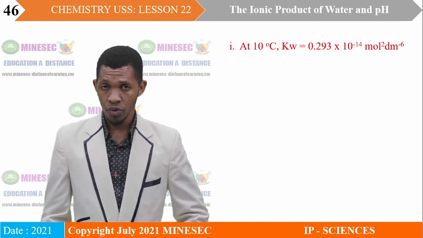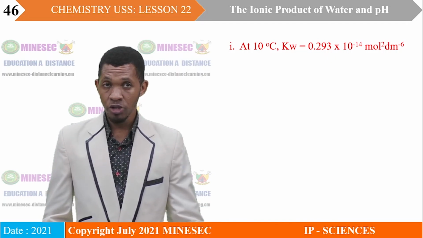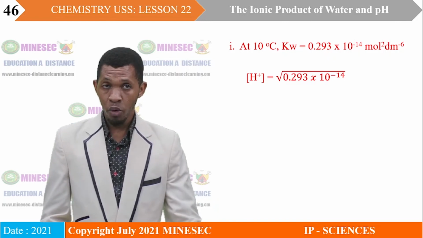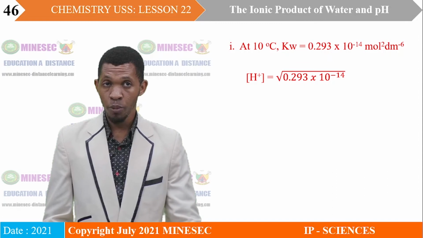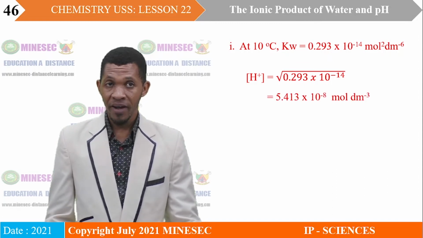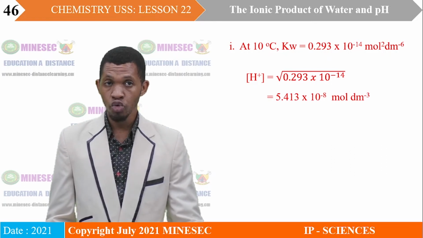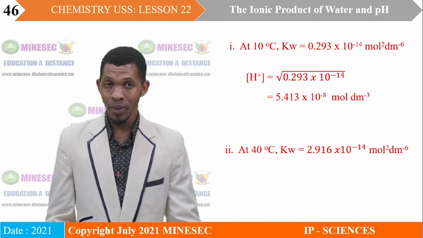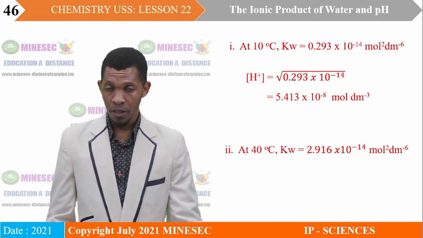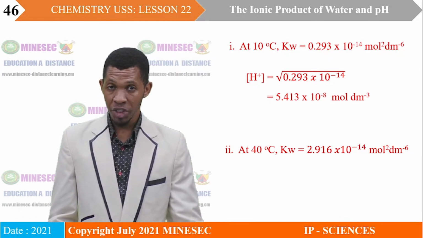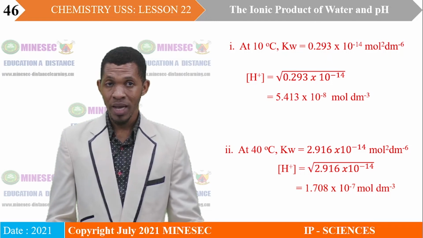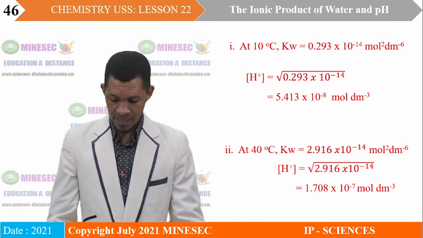Now, at 10 degrees Celsius, Kw is equal to 0.293 times 10 to the power negative 14 moles squared dm to the power negative 6. Now, substituting this value in the equation, we have molar concentration of hydrogen ion is equal to the square root of 0.293 times 10 to the power negative 14. Simplifying, we have a value of molar concentration of hydrogen ion is equal to 5.413 times 10 to the power negative 8 moles per cubic decimeter. At 40 degrees Celsius, Kw is equal to 2.916 times 10 to the power negative 14 moles squared dm to the power negative 6. Substituting this value in the equation of molar concentration of hydrogen ion and simplifying, we have molar concentration of hydrogen ion is equal to 1.708 times 10 to the power negative 7 moles per cubic decimeter.